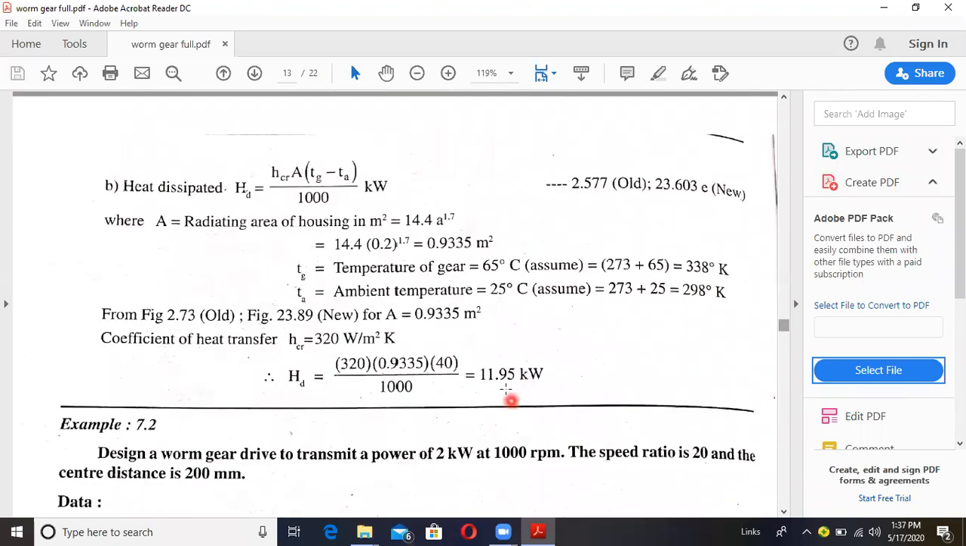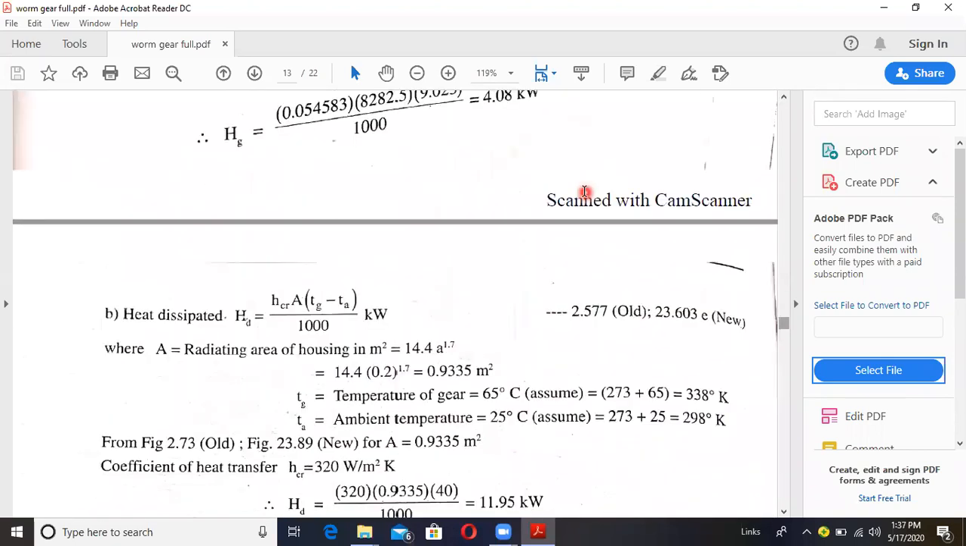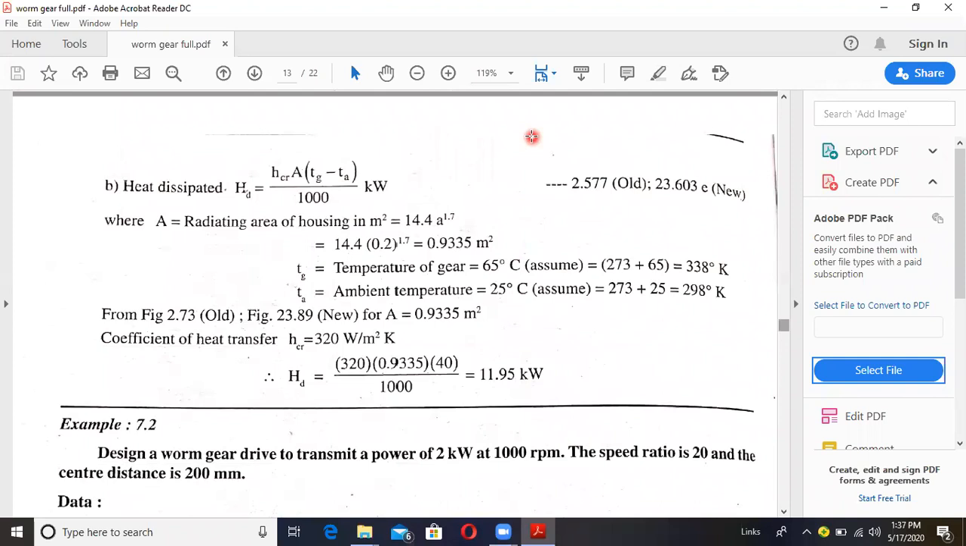Already 11.95 kilowatts of heat is dissipated. So therefore, heat generated Hg is less than heat dissipated. Therefore, artificial cooling is not required. The amount of heat generated in the system is less than the heat coming out. Therefore, artificial cooling is not required. So up to here, you have to design the gear and you have to calculate the power.